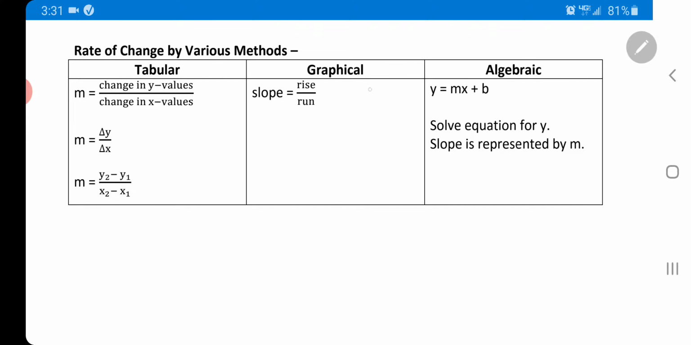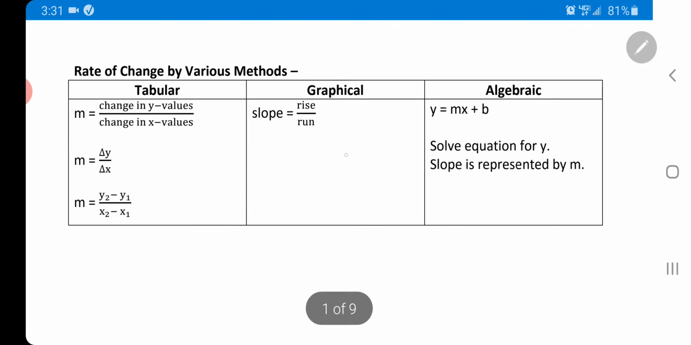The graphical method is if you're given a graph, the easy way to find the slope is just do rise over run, aka the slope is also known as your rate of change. Algebraically, if your equation is in slope-intercept form, such as y equals mx plus b, you can just solve for y, which this one already is, and slope is represented by the m value. So that value right next to the x will be your slope.